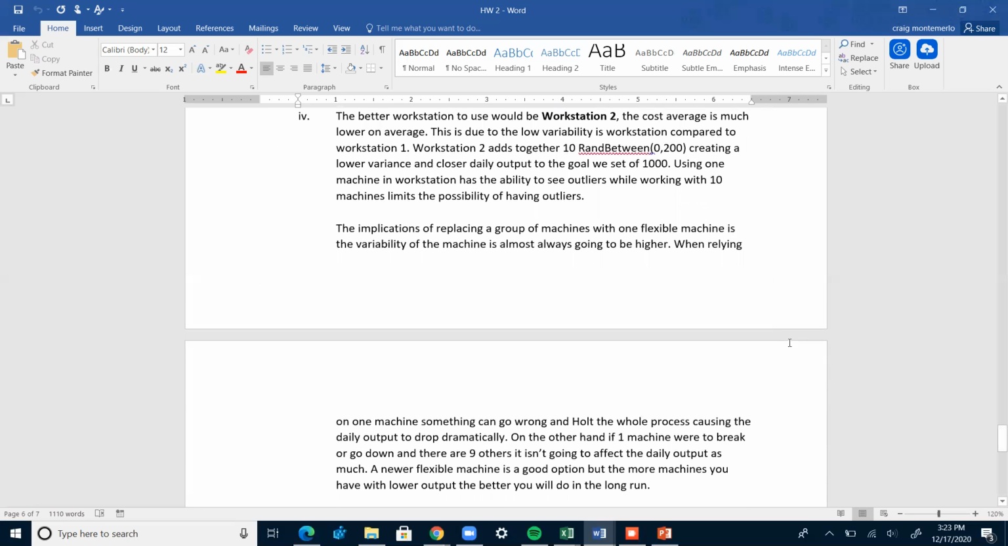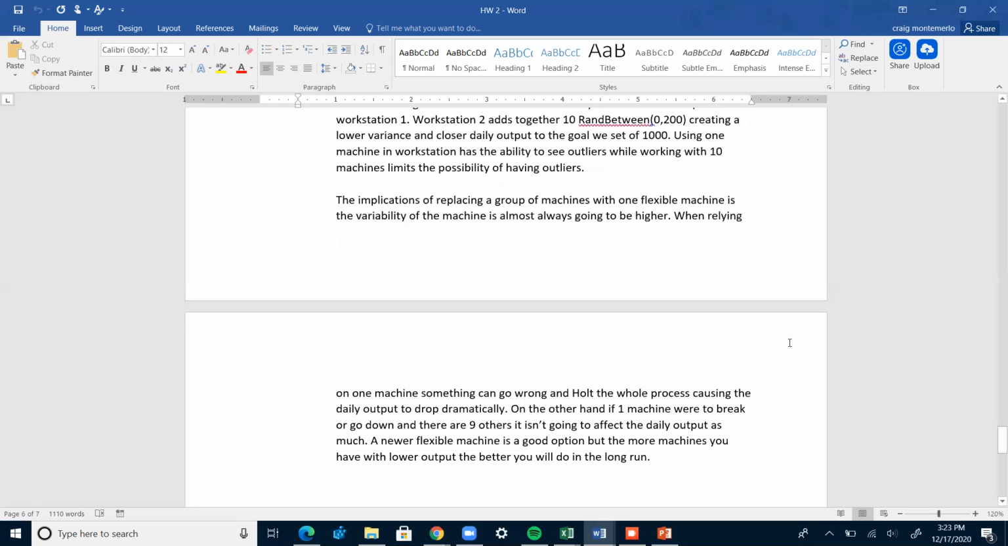The implications of replacing a group of machines with one flexible machine: the variability is almost always going to be higher. When you rely solely on one machine, multiple things can go wrong. You're relying on just one machine. If the machine breaks, you're sitting there with nothing to do, no output. While if one machine breaks in the 10 machine process, you're only losing 10% of your daily output.